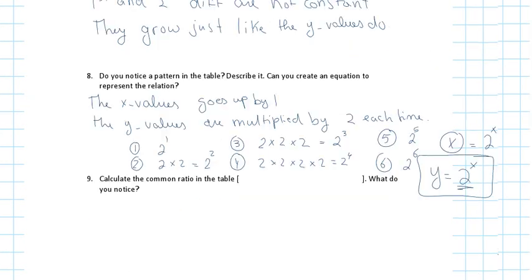Okay? What am I starting with? How many layers am I starting with? One layer, right? So if you look at this one, my a value here is 1. It's 1 times 2 to the power of x. But I don't write that 1 usually, because 1 multiplied by anything is whatever that thing is. So that's why I don't write it.